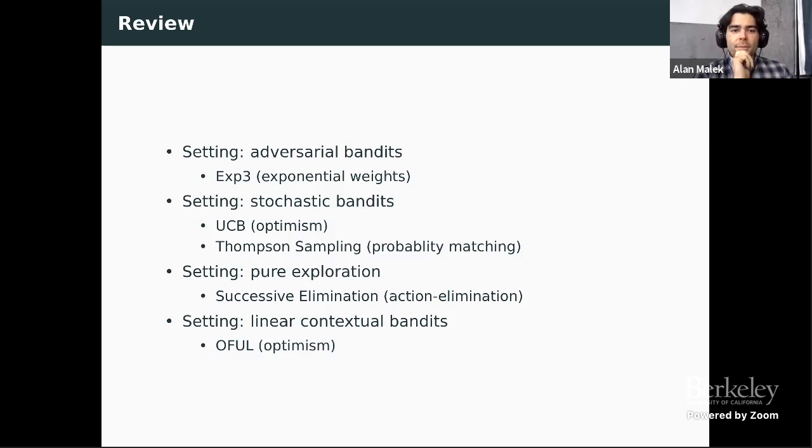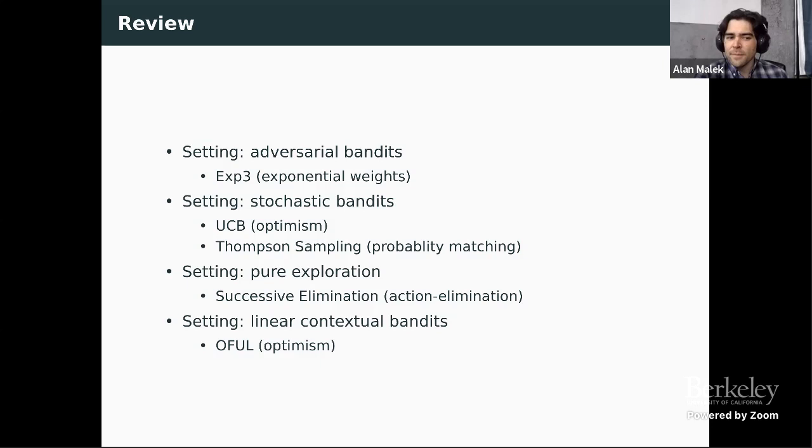For adversarial bandits, we've seen our good friend, exponential weights, come back and save us again using EXP3. For stochastic bandits, we saw algorithms that really took advantage of the stochasticity of the data by using uncertainty to fit the problem, using the UCB algorithm. We also looked at Thompson sampling, which did probability matching and had a totally different flavor, but still got the same sort of theoretical guarantees. In the pure exploration setting, we looked at action elimination algorithms, which had a pretty different flavor, even though the tools were pretty similar. And then we very briefly looked at linear contextual bandits, where again optimism really seemed to be a good way of designing algorithms.